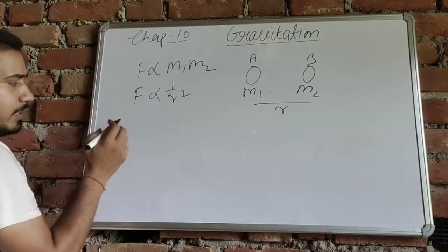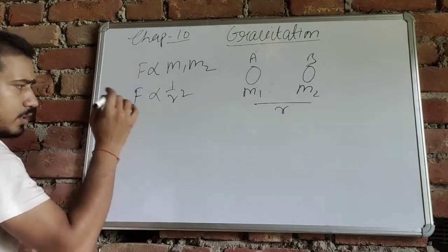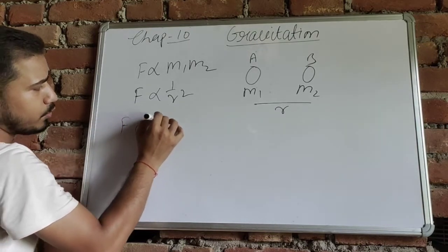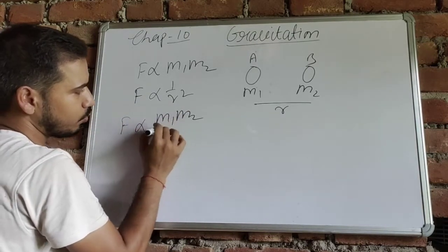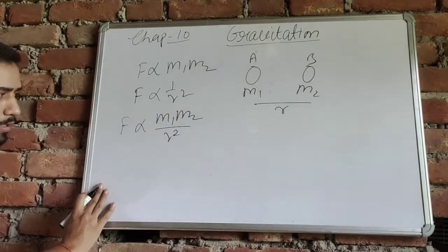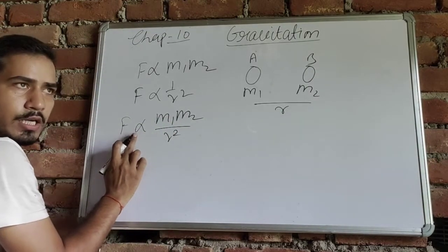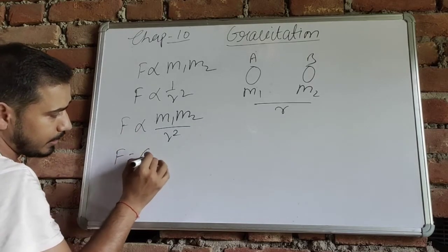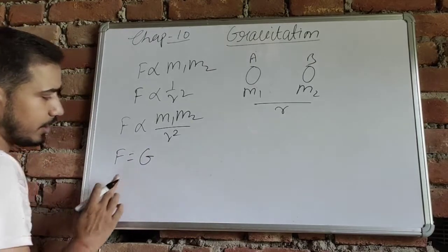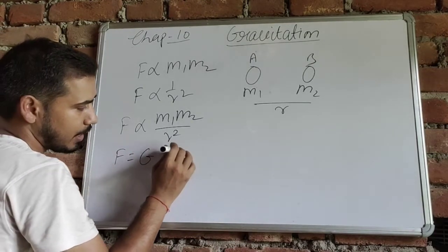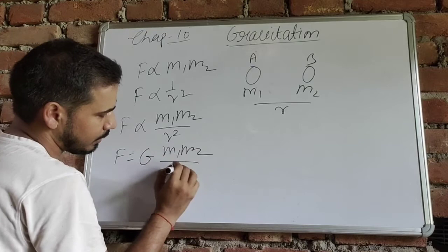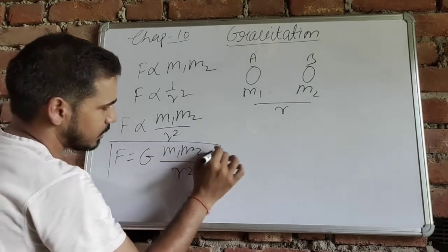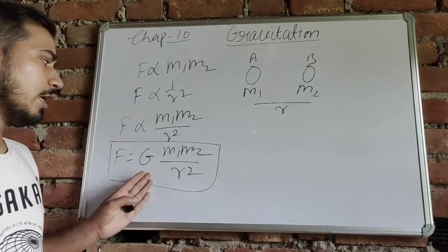If we combine these two, you can remember the same thing we learned in the last class: F is directly proportional to m1 m2 over r square. If we remove this proportionality sign, then we have to introduce a proportionality constant, and here this proportionality constant is capital G. So F equals capital G m1 m2 over r square. This is the mathematical form of the universal law of gravitation.